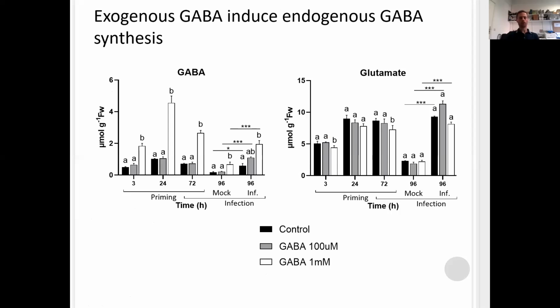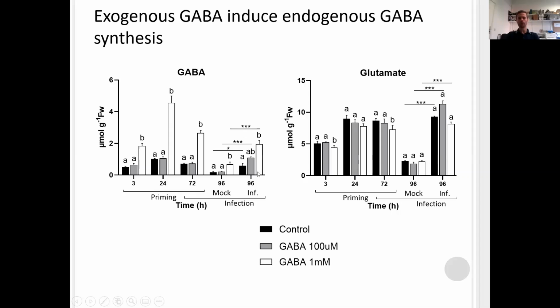The next thing we wanted to look at is whether exogenous GABA application can actually induce endogenous GABA synthesis, whether it acts in a feed-forward loop. So we measured the endogenous GABA content, and we found that at 100 micromolar, it had no effect on the endogenous GABA content, so it did not increase endogenously. But when we went up to 1 millimolar, we saw a significant increase in the endogenous GABA production, which reached a peak around 24 hours after treatment and then went down again.